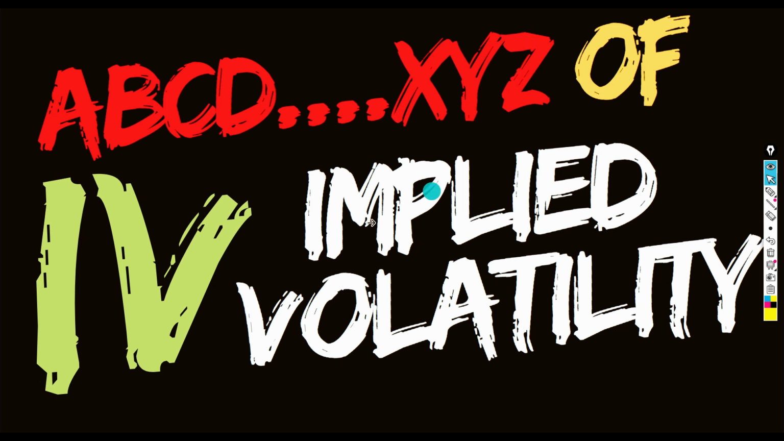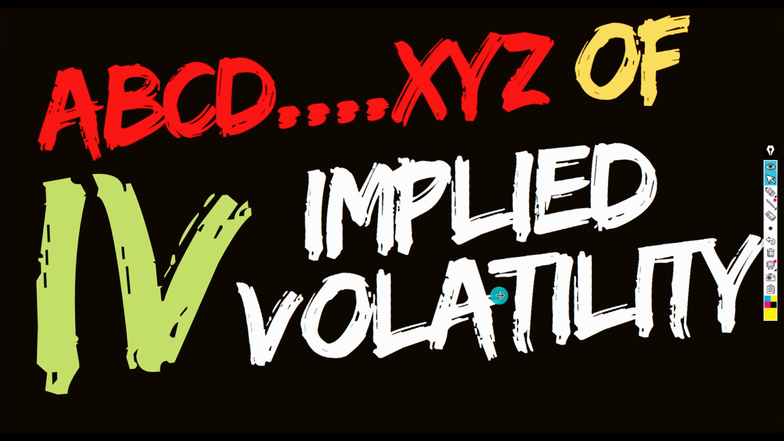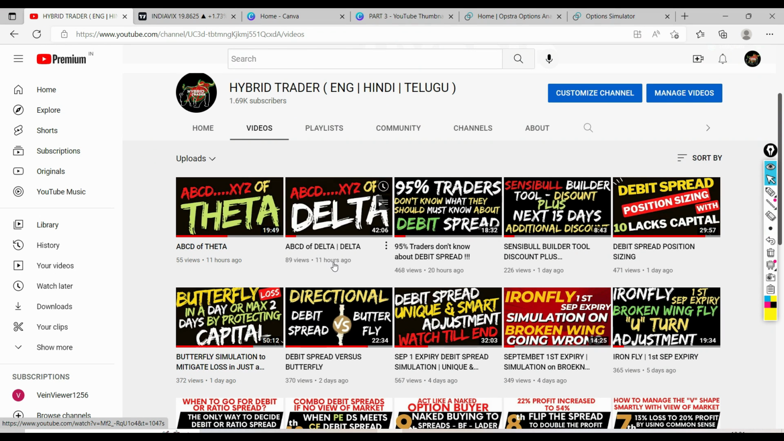So today we will be discussing the IV, which stands for implied volatility. Before watching this video, I would recommend you watch the videos I've made on ABCD of delta, then ABCD of theta, and this would be ABCD of the IV, followed by ABCD of your vega, and then ABCD of gamma. By this we will be concluding the major part on the Greeks.